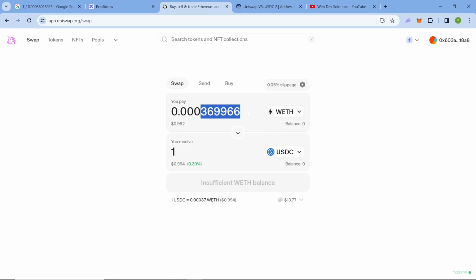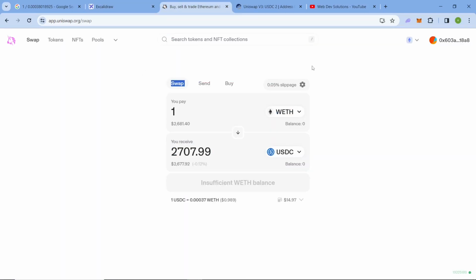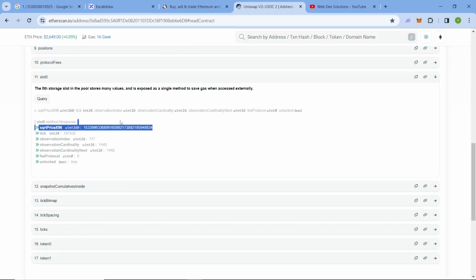Let's see if it's actually correct. It might not be that accurate. Yeah, as the swaps have been made, it's a bit fluctuated now. Even now it's fluctuating. So this is how the Uniswap UI is showing us the price exchange ratio, meaning the exchange rate of these two tokens, by just using this big number.